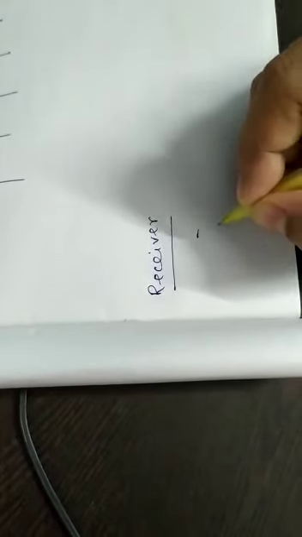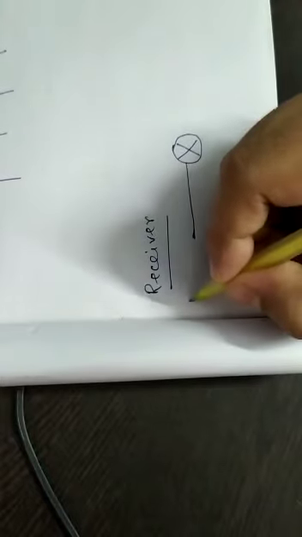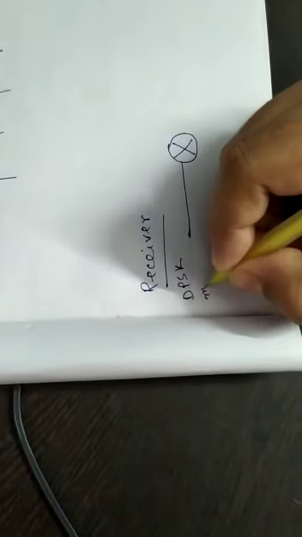Now next part is the receiver. So receiver block diagram is, so as it is a non-coherent PSK, you do not need to generate the carrier signal at the receiver end. So first you have a product modulator. So this is the DPSK modulated data.